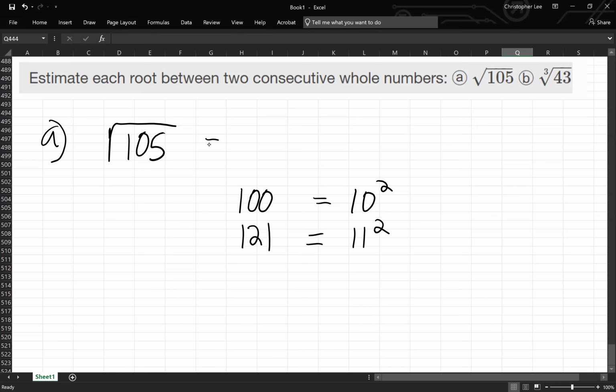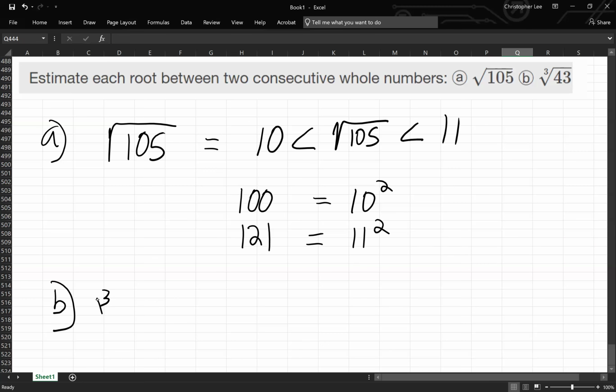So I know that this is going to be something between 10 and 11. The answer is 10 point something. I don't know exactly what it is, but it's 10 point something. It's going to be close to 10 though. Maybe like 10.1, 10.3, 10.2. Something like that. And we're going to do the same thing with B.